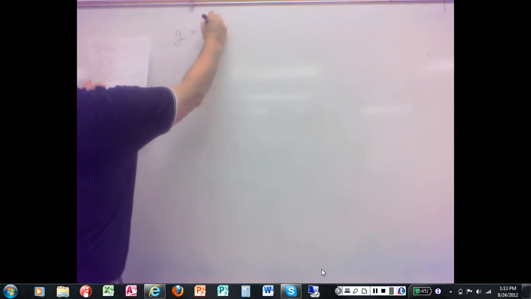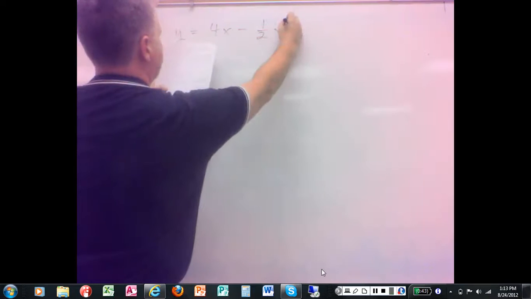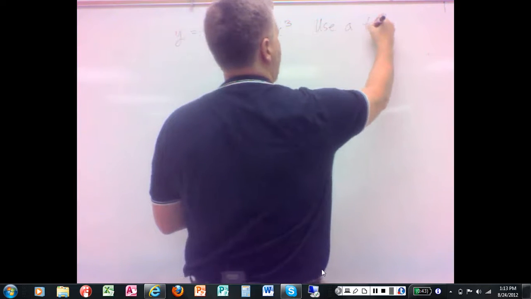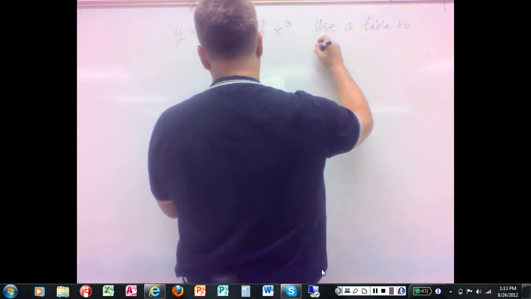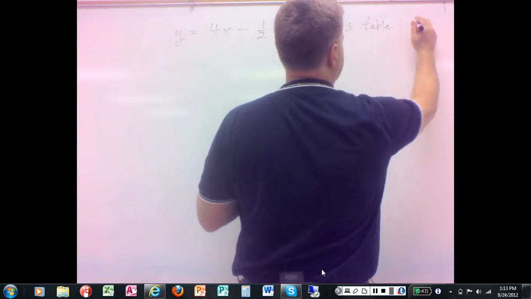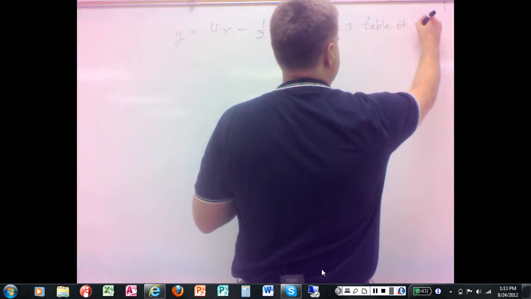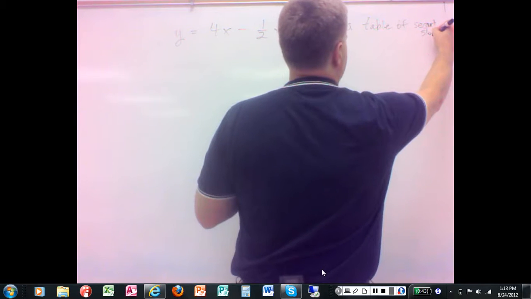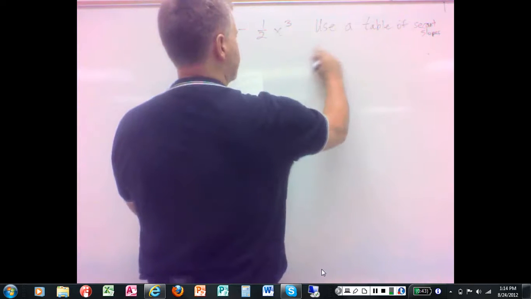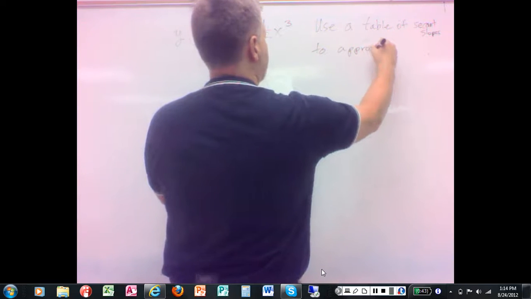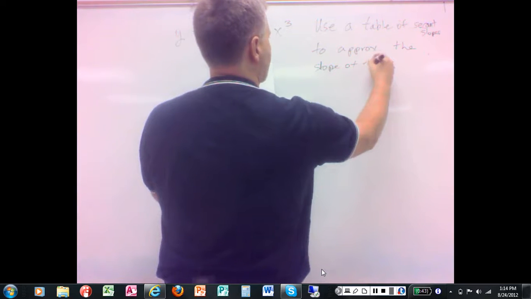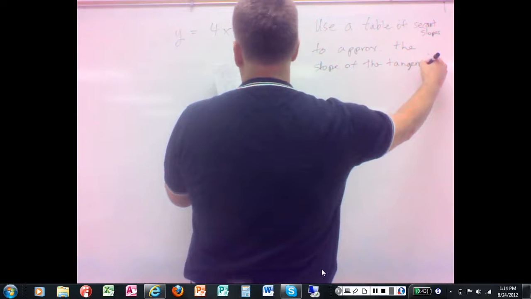Okay, so this was going to be y equals 4x minus 1/2 x cubed. So let's use a table of secant slopes to approximate the slope of the tangent line at 2, 4.